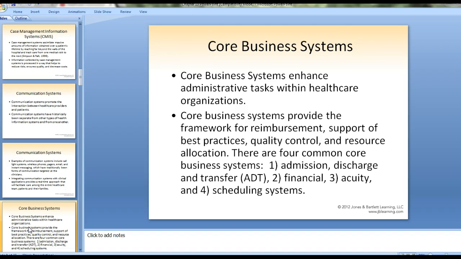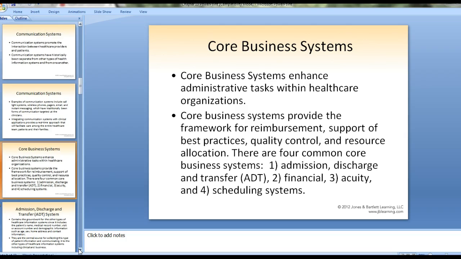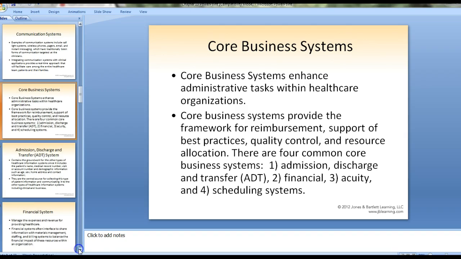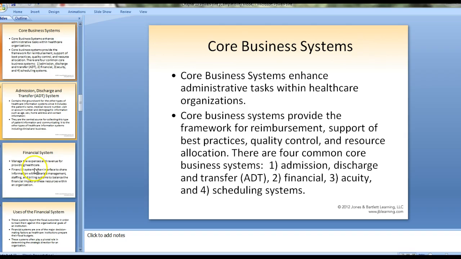And acuity is a big one, especially when you're an inpatient, when it comes to your staffing. So I would say that's probably the one that we tend to be a little more familiar with and truly really understand.